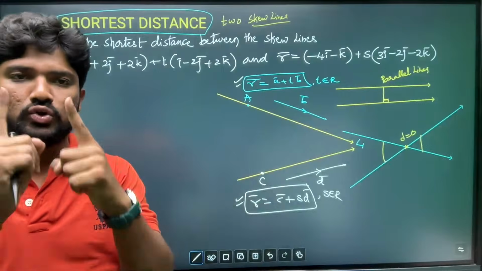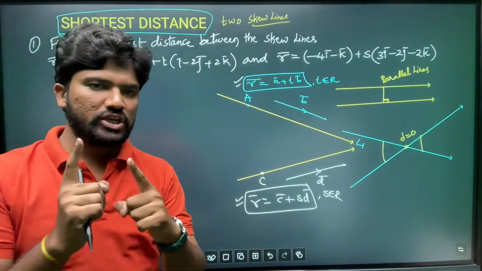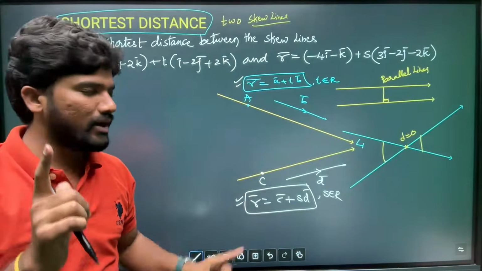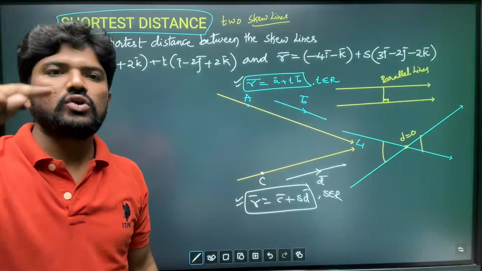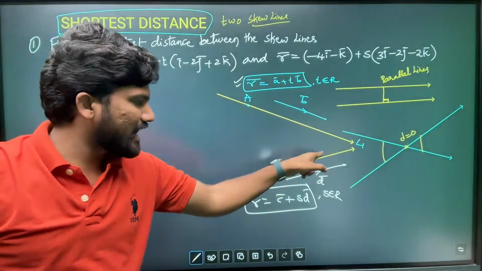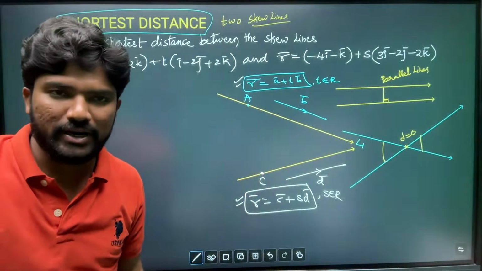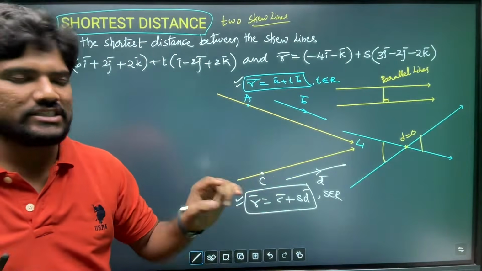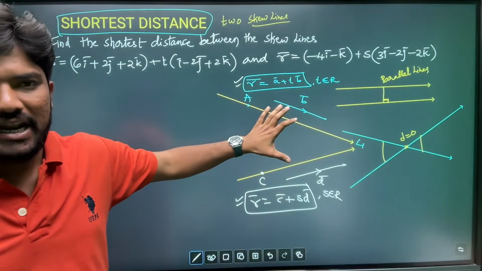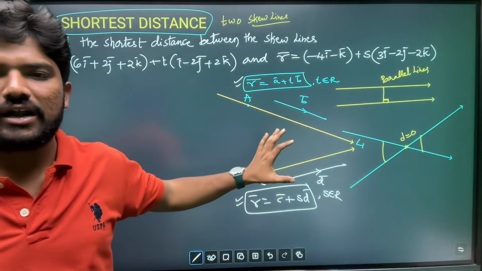Because here we will get two skew lines. And remember one thing, this line passes through one separate plane, and this line also passes through one more separate plane. These two lines will never intersect, will never be parallel. That's why we can say any pair of straight lines neither parallel nor intersecting.